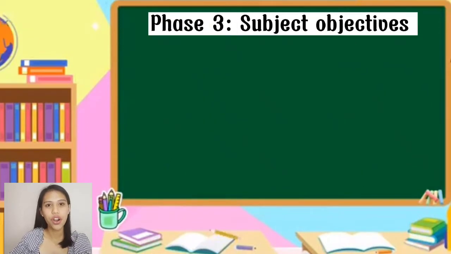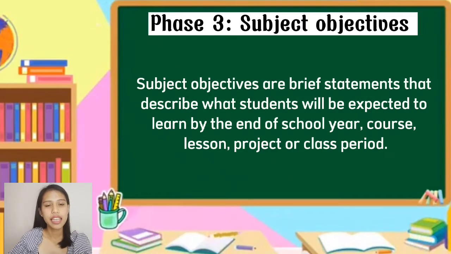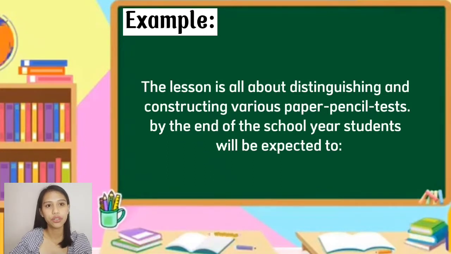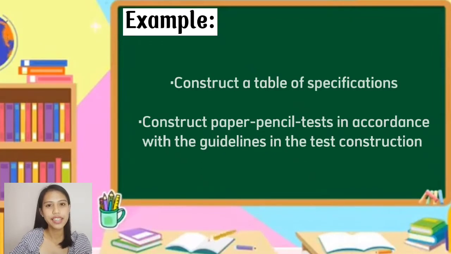Next is phase 3, or what we can call the subject objectives. These are brief statements that describe what students will be expected to learn by the end of the school year, course, lesson, project, or class period. An example of it is: the lesson is all about distinguishing and constructing various paper pencil tests. And by the end of the lesson, students should be able to, first, construct a table of specifications, and lastly, construct paper pencil tests in accordance with the guidelines in test construction.